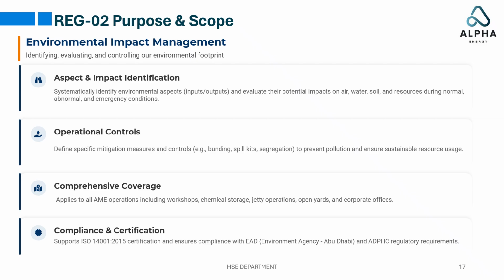It provides comprehensive coverage across all Al Masood Energy operations, including workshops, chemical storage areas, jetty operations, open yards, and corporate offices. In addition, the register supports compliance and certification by aligning environmental management practices with ISO 14001:2015 requirements and ensuring adherence to regulatory obligations from authorities such as the Environment Agency, Abu Dhabi, EAD, and Abu Dhabi Public Health Center, ADPHC.